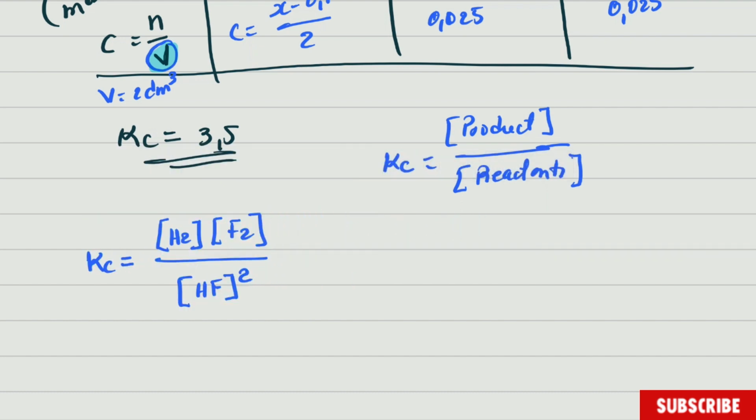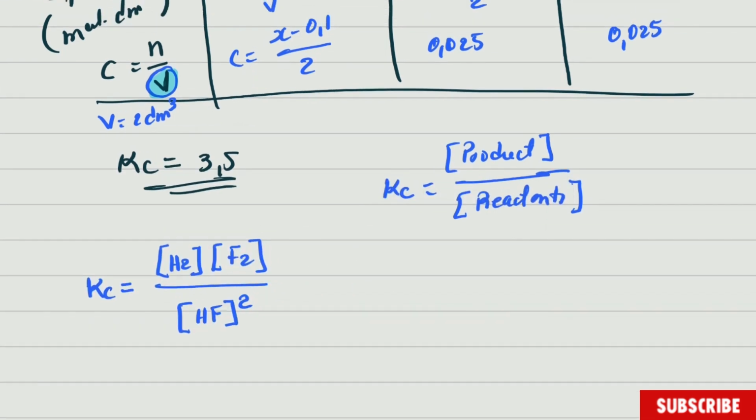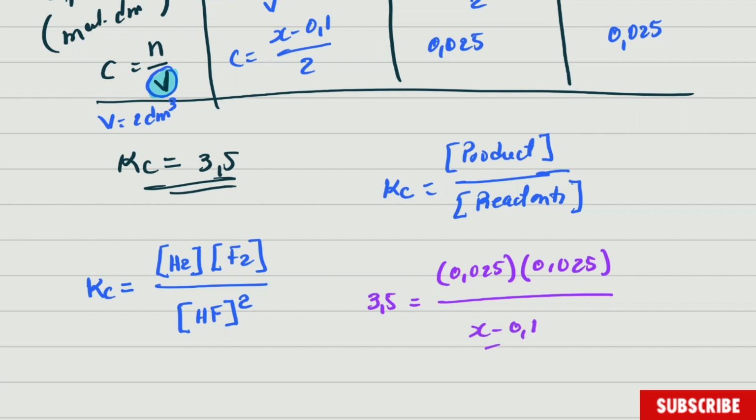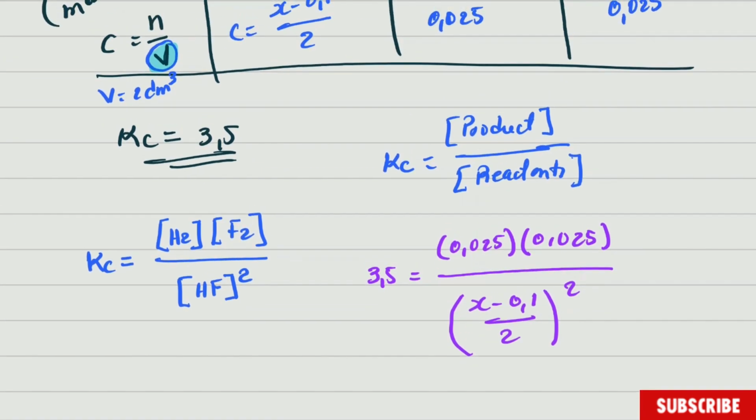There we go. So now we're going to substitute what we have, and the case is 3,5 equal to the concentration of H2, which is 0,025, multiplied by 0,025, divided by x minus 0,1 divided by 2, everything to the power 2. And then here are most of the marks of this question. This is only one mark you will get, which is for the final answer.